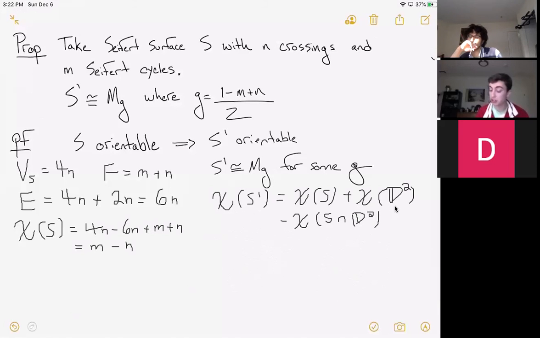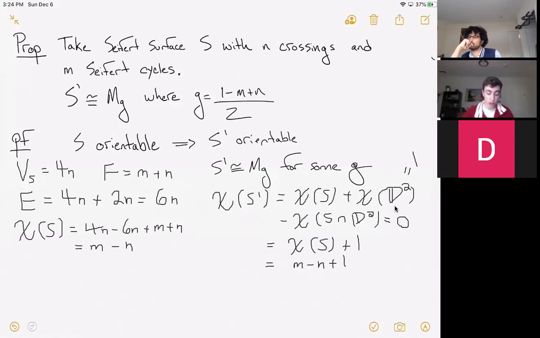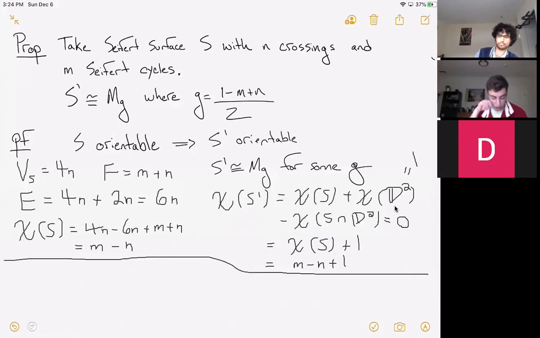And the Euler characteristic of a disk is always 1. The Euler characteristic of a circle is always 0. And thus, chi of S prime is equal to chi of S plus 1, which in this case is m minus n plus 1. Okay, so now we're almost there. And to finish the job, we are going to present the following formula, which is that the genus is equal to negative chi over 2 plus 1.